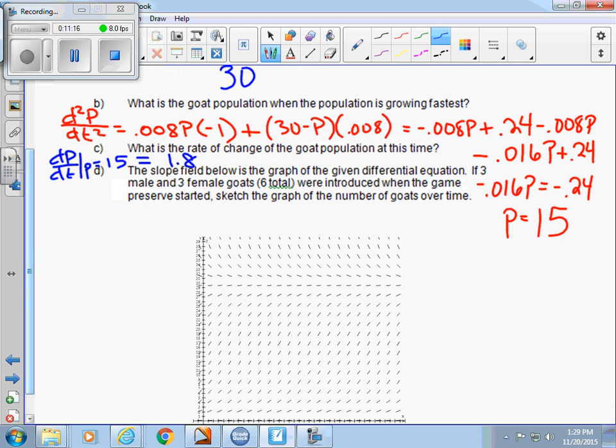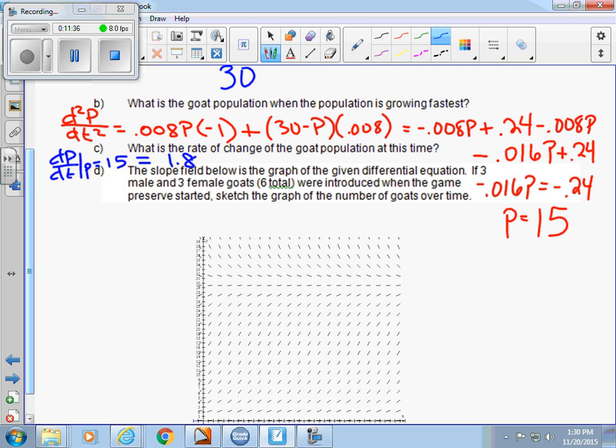You don't need to know this in BC calculus, but your calculator will graph a slope field. The TI-Nspire will graph a slope field if you put it in differential equation mode. That's not required, but it's cool anyway. So this is the differential equation.